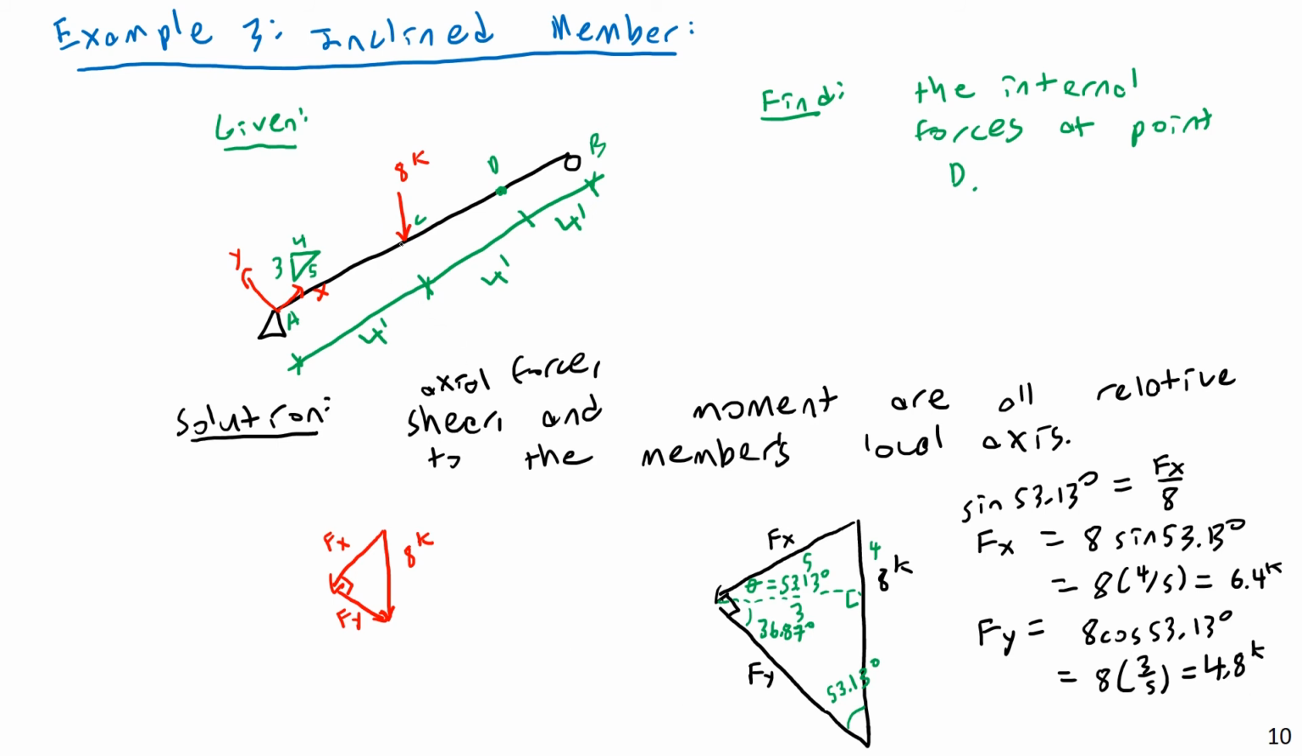So basically what we have is, we have divided this into a parallel and perpendicular component relative to the beam. So this is 4.8 kips, and this is 6.4 kips. Now, when all I'm trying to do is solve for internal member forces, I never have to worry about the angle again. Once you've broken up all the forces into parallel and perpendicular components, you never need to worry about the angle itself again.